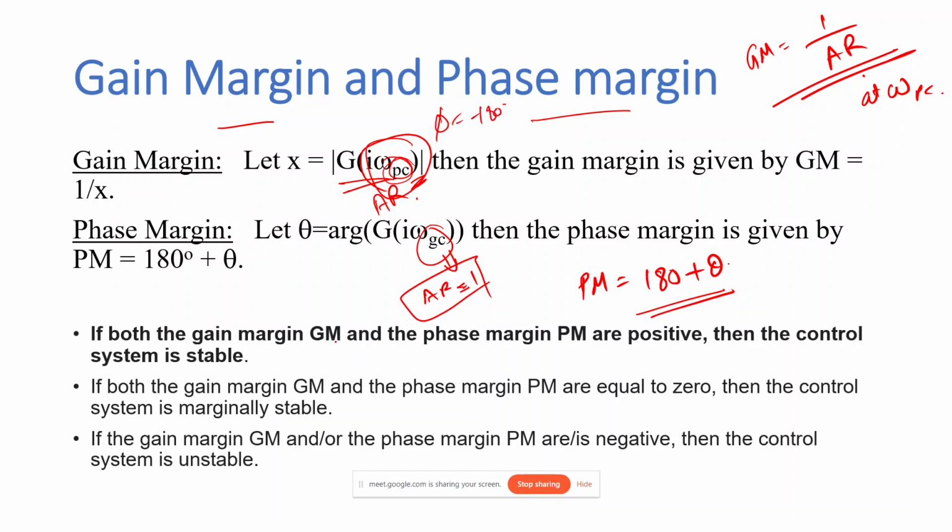If both the gain margin and phase margin are positive, then the control system is stable. This means that we have sufficient margin such that our system will lie within the bounded output range. That is, the system is stable. If both the gain margin and phase margin are equal to 0, then the control system is marginally stable. And if the gain margin and/or phase margin is negative, then the control system is unstable.